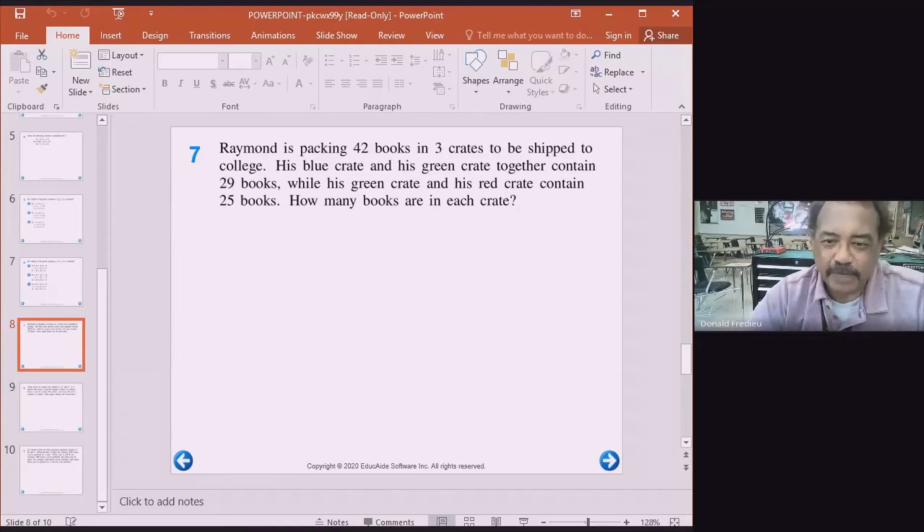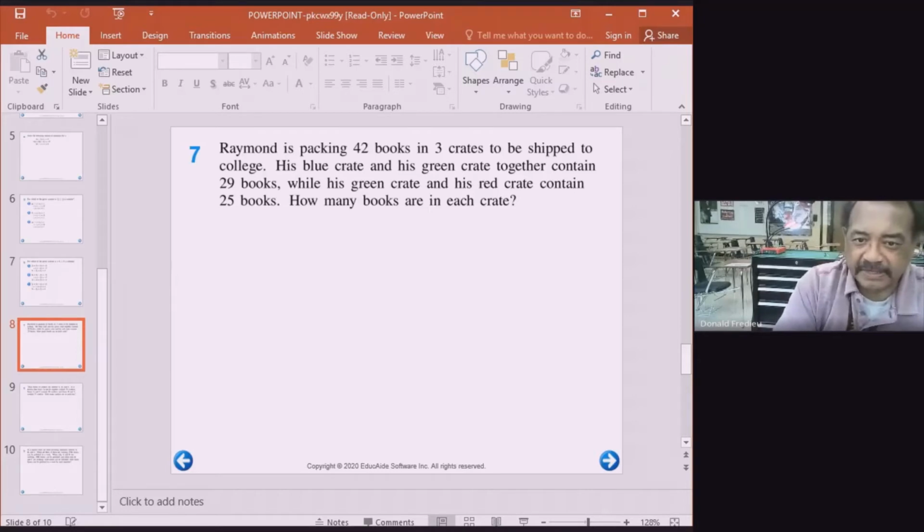So Raymond is packing 42 books in 3 crates to be shipped to college. He has a blue crate, a green crate, and a red crate. The blue crate and the green crate together contain 29 books. The green crate and his red crate contain 25 books. And we need to find out how many books are in each crate. Well, if you're doing a word problem, you have to have 3 equations here. And in this case, let's write about it.